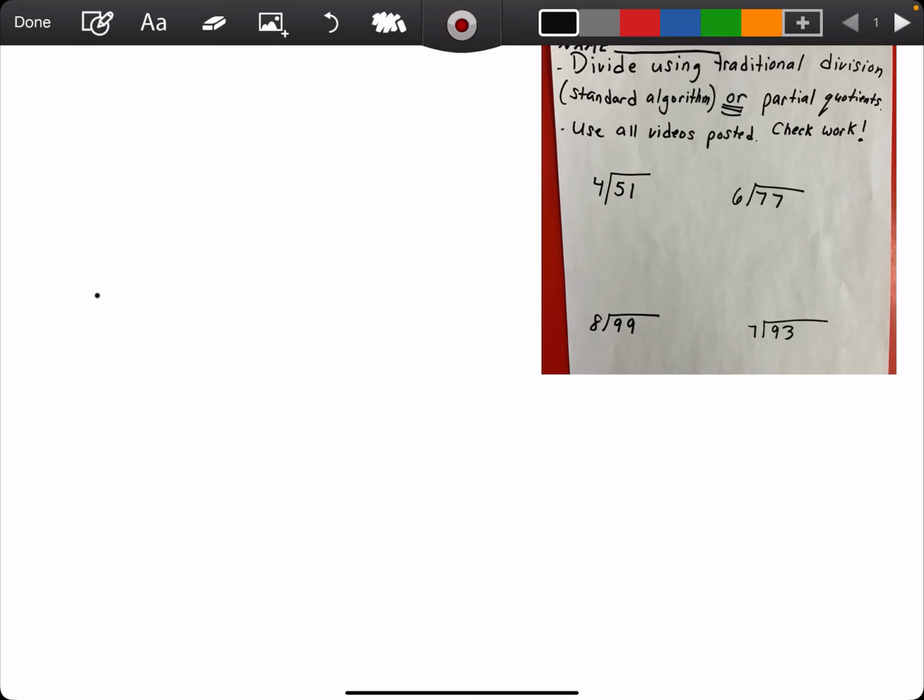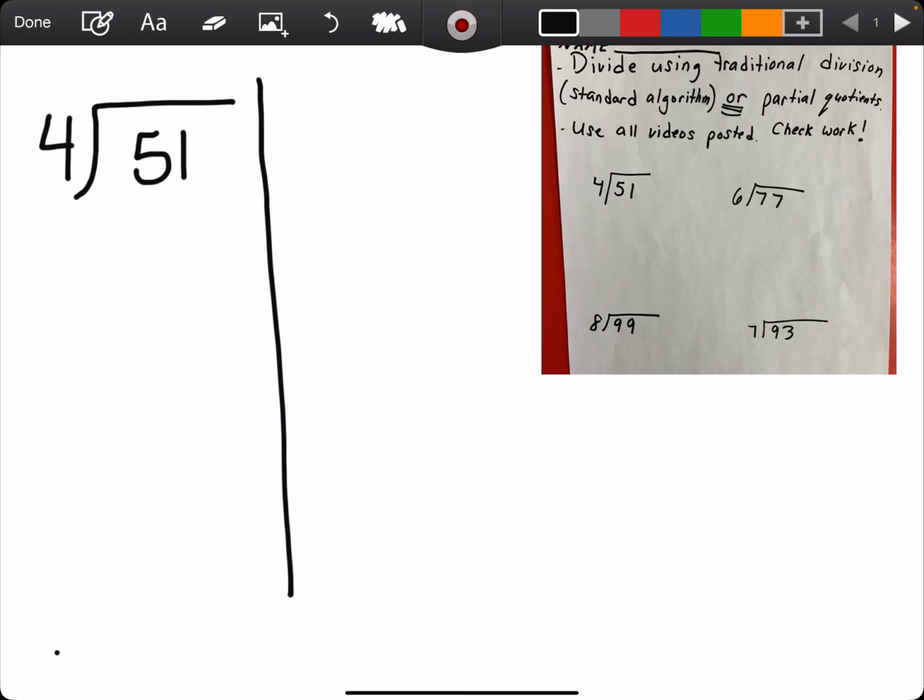Okay, I'm going to make this video going over the partial quotients strategy because we have done videos on the standard algorithm. So I wanted to go over how we would do 51 divided by 4 using the partial quotients. So you set it up as you normally would, right? 51 is inside the house, so that is your dividend, and 4 is your divisor.